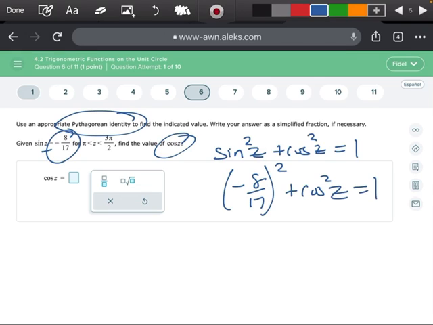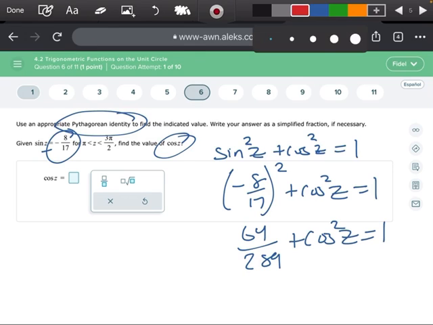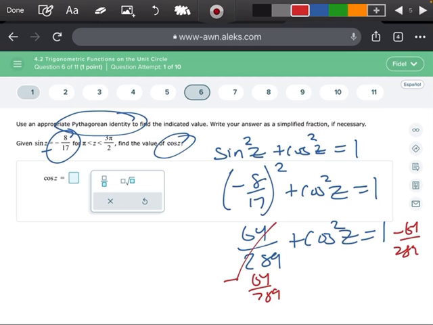So let's go ahead and square this. So I know that's 64. 17 squared, hold on, I'm just going to do this on my calculator on my phone because I don't know what 17 squared is, but 289, there we go. 64 over 289 plus cosine squared of z is equal to 1. So now we're going to go ahead and subtract 64 over 289 on both sides. So those are going to go away.